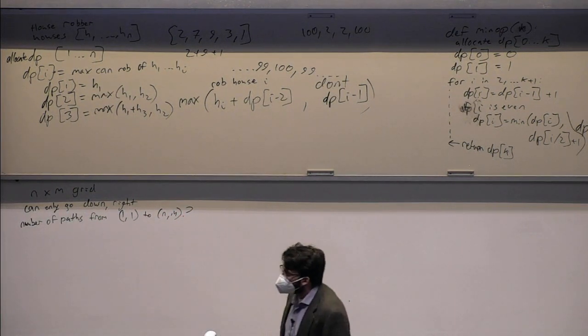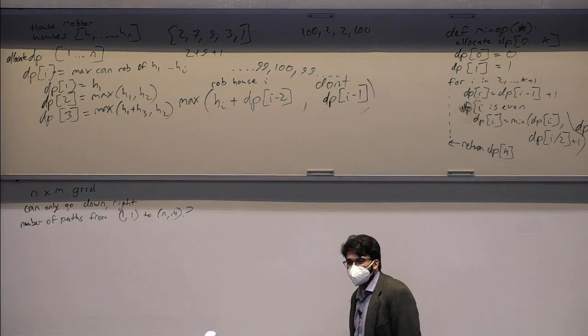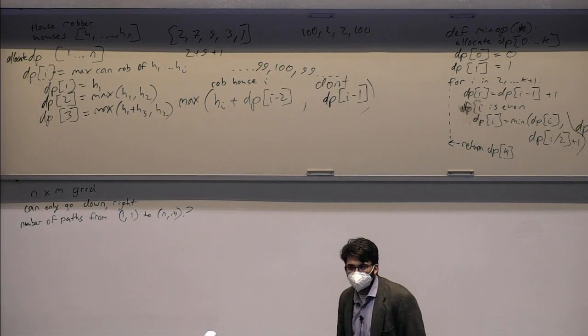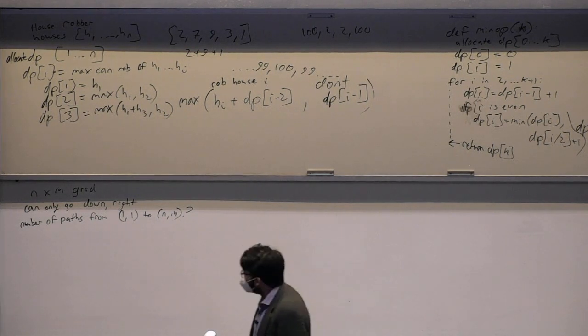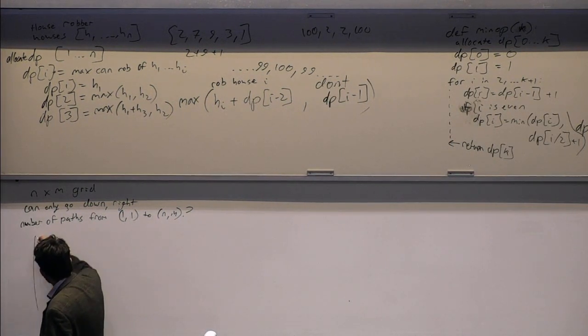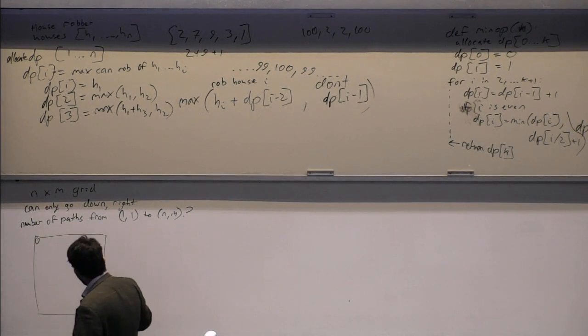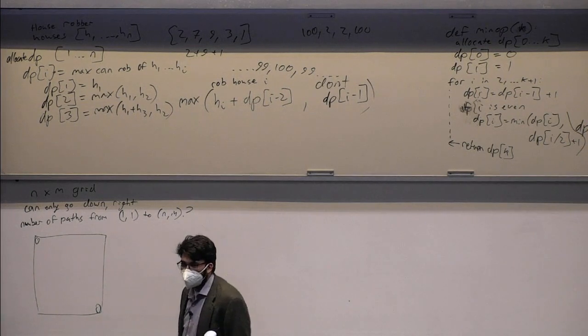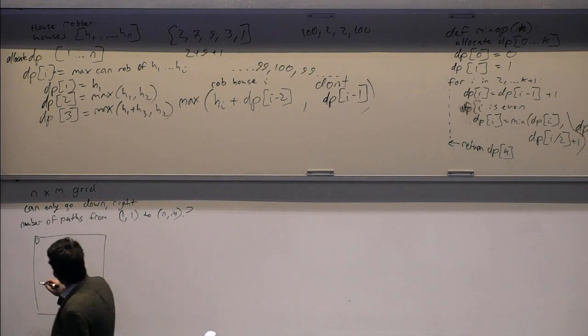So you could solve this problem with a little bit of combinatorics. There's probably a closed formula for the number of lattice paths. I don't remember it. Something choose something, n plus m something, right? But suppose you didn't know that. So you want the number of ways to go from here to here, of an n by m grid, but you can only go down and right.